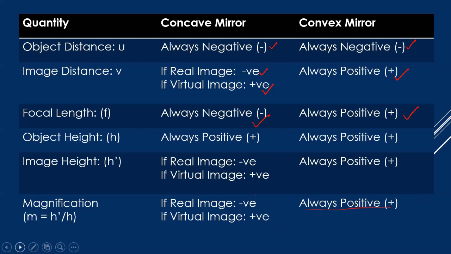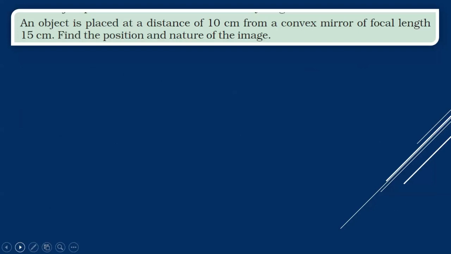Okay. Now let us try to solve some numericals based on the entire information that we studied till now. Whenever you deal with a numerical or a problem, always first of all see which type of mirror it is. And what all is given? u, v, f. These are the main things that would be given to you, and the type of mirror. Based on that, you need to find.